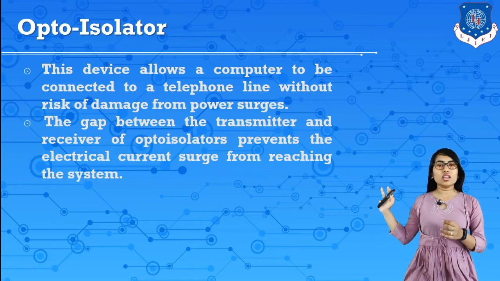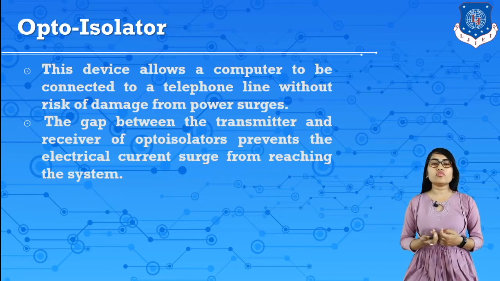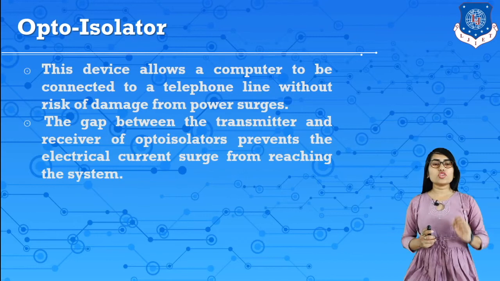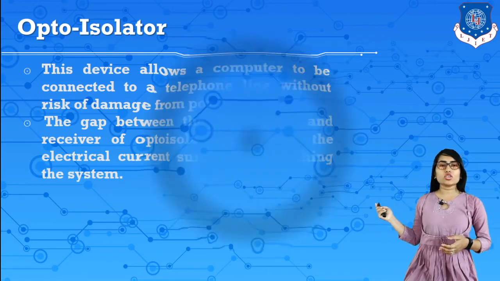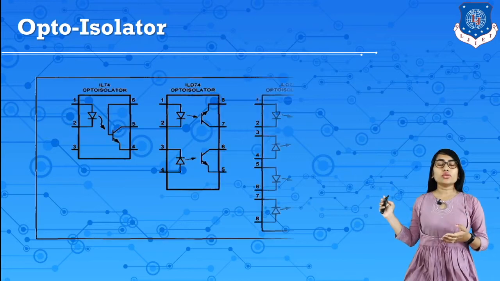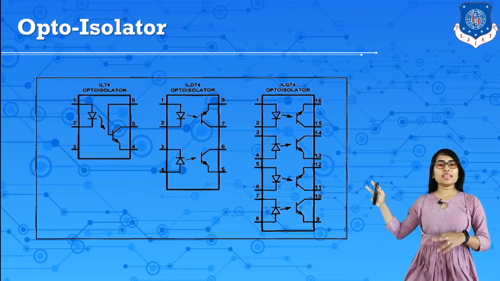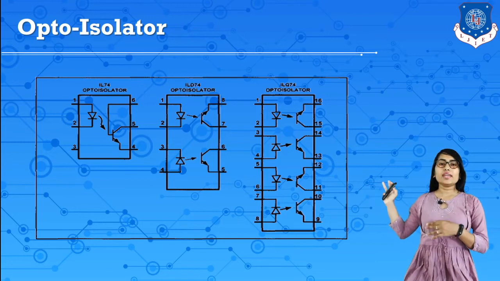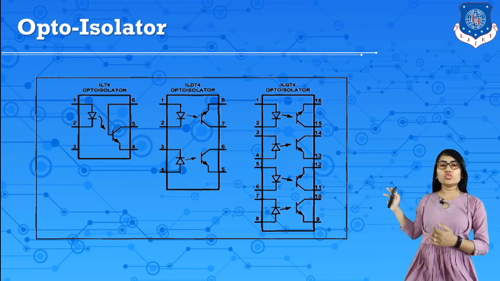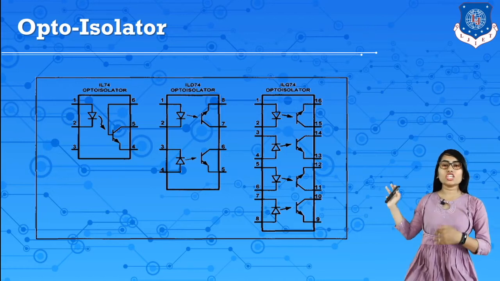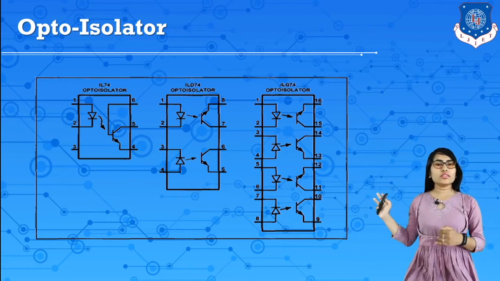So this device allows a computer to be connected to a telephone line without a risk of damage from power surges. The gap between the transmitter and receiver of the opto isolator prevents the electric current surge from reaching the system. So that's why the opto isolator is used in a computer device to interface with other devices. These all are opto isolator couplers. In this there is only one transmitter and photosensor receiver, here there are 2 LEDs and 2 photosensor receivers, and in this package 4 LEDs and 4 photosensor receivers.